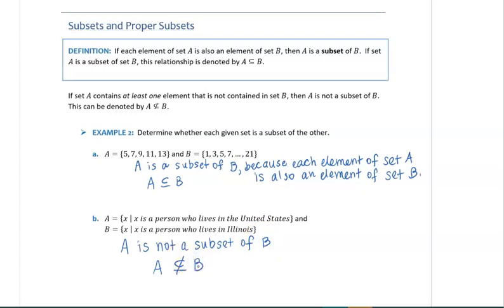Now, why is that? Well, set A is the set of all people living in the United States, and B is the set of all people living in Illinois. There will be people in set A, people who live in the United States, who are not in set B, people who are living in Illinois. Not everybody living in the United States is living in Illinois.